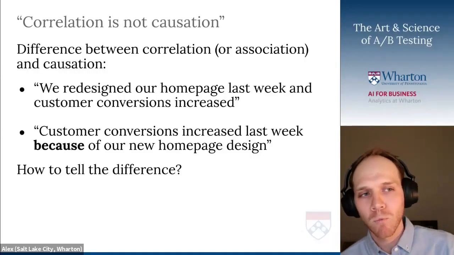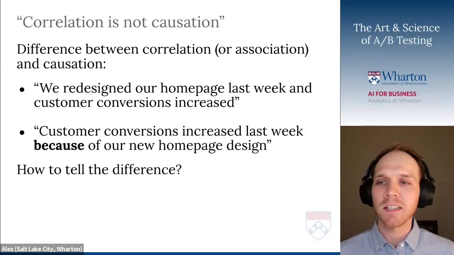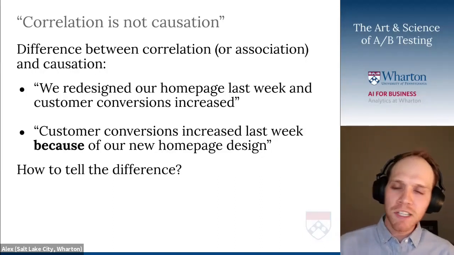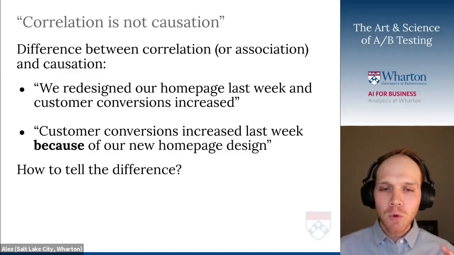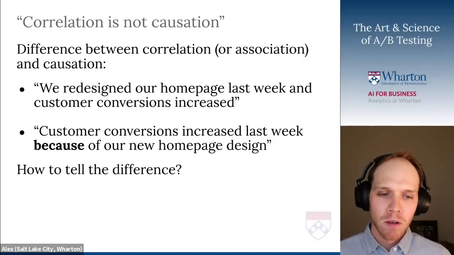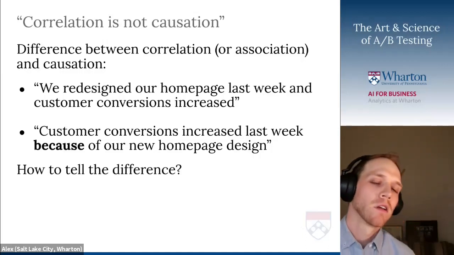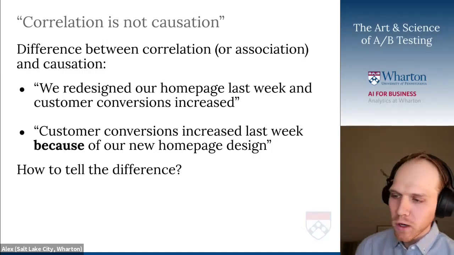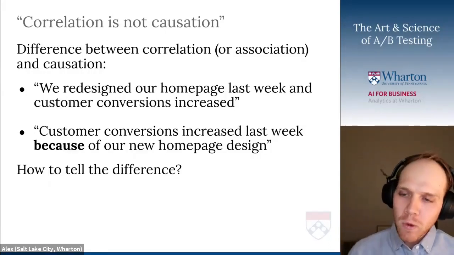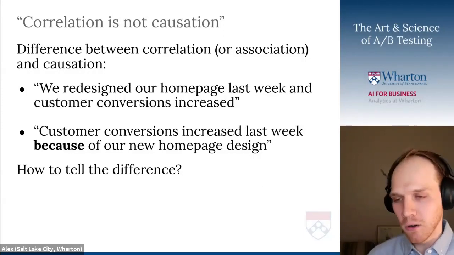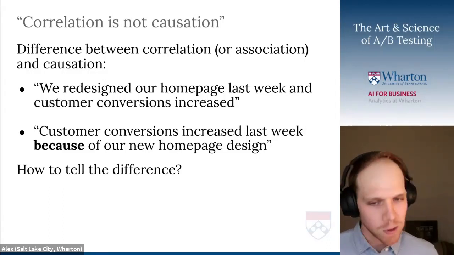But to walk through an example of what this might look like in the context of A/B testing, imagine you redesigned your company's homepage. There are two ways of looking at that redesign process. One way, you could say, we redesigned our homepage last week and customer conversions increased. That's one way of describing how that change affected your business outcomes. Another way, the better way, what we would like to be able to state with confidence is that customer conversions increased last week because we redesigned our homepage.